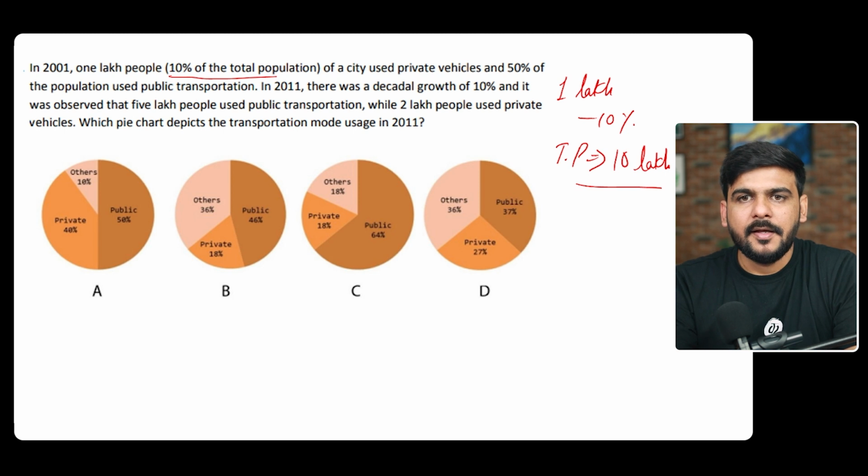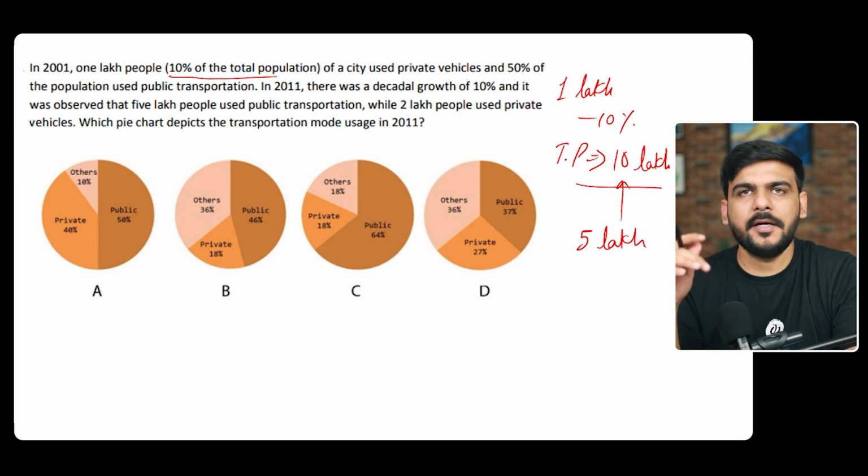Then they are saying these people were using private vehicles. So 1 lakh people were using private vehicles, and 50% of the population, that is, total population is 10 lakh, so 50% means 5 lakh. So 5 lakh people are using public transportation.